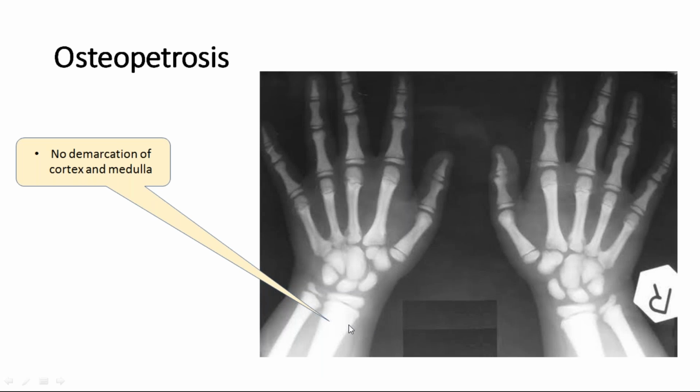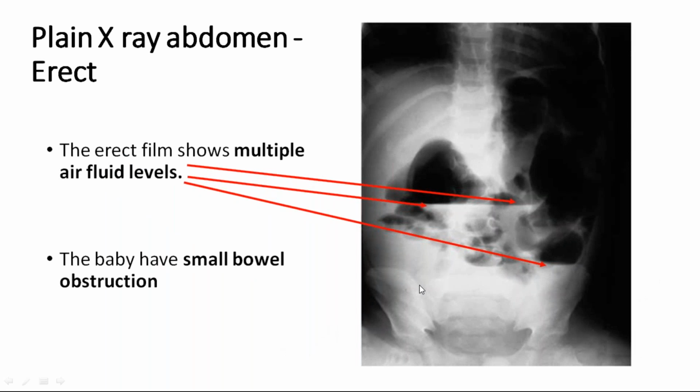And here you can make out the cortex and the medulla. That is typical of solid bones. This is an indication of osteopetrosis. These people present with anemia and other problems. So hardly can you make out any difference between the cortex and medulla. That is osteopetrosis. Plain X-ray abdomen, multiple fluid levels, is an indication of small bowel obstruction.